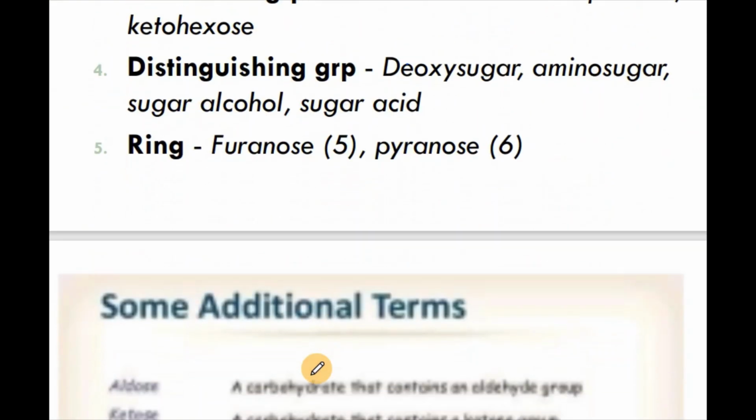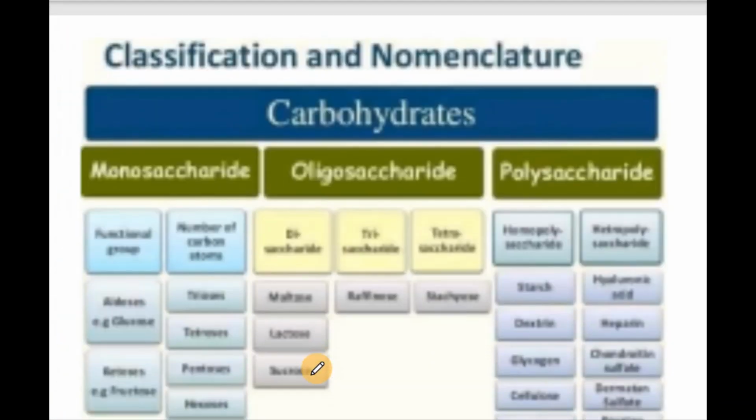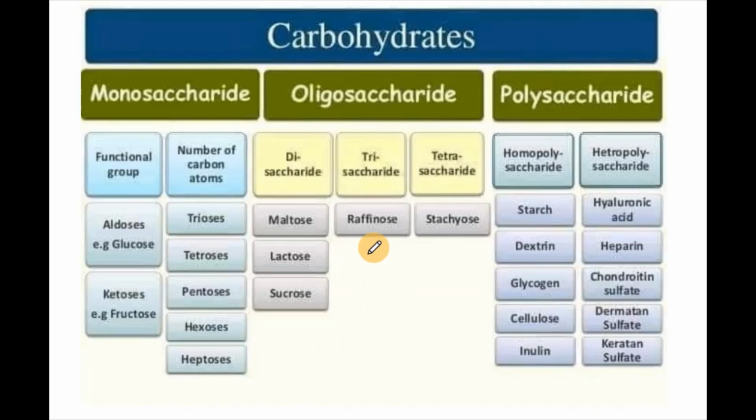We have here the summary of the whole classification scheme. So we have the 3 main categories of carbohydrates based on the number of monomer units. We can have monosaccharides, oligosaccharides, and polysaccharides. So from the monosaccharide, we can have functional group categories, that is aldoses and ketoses. Examples are fructose and glucose.